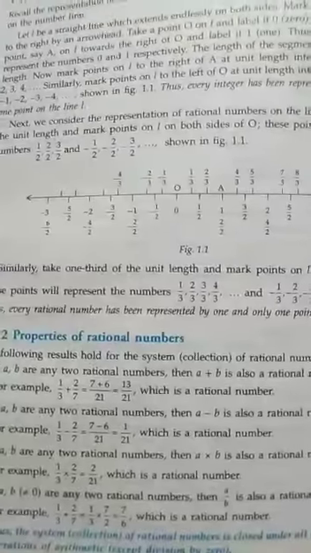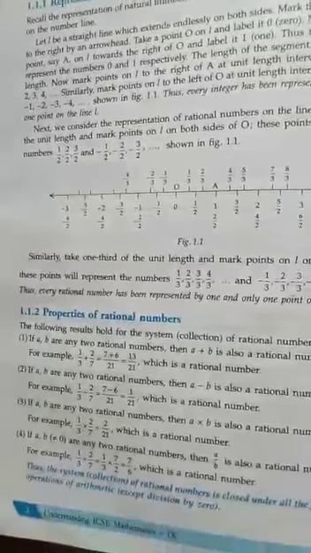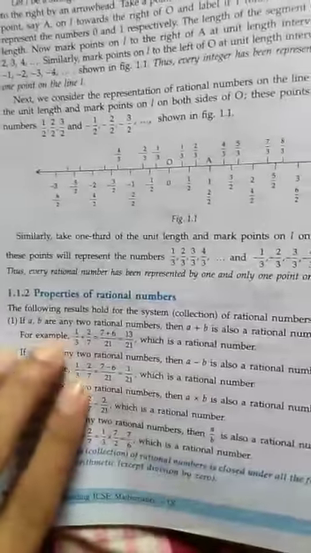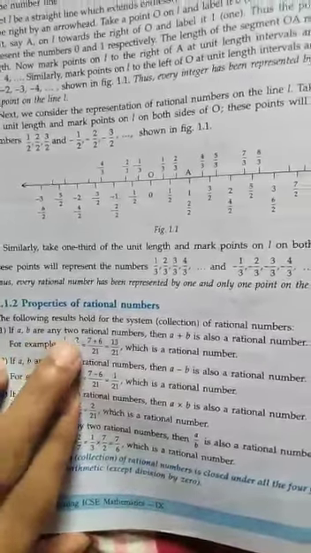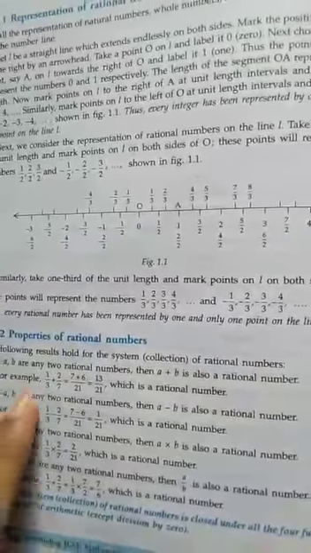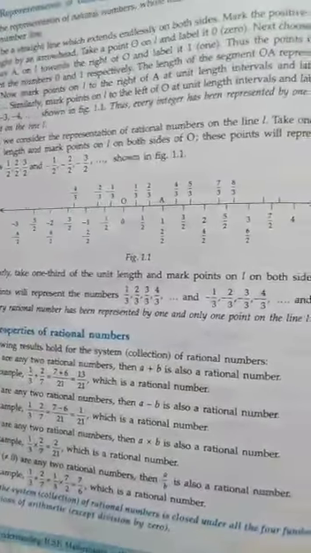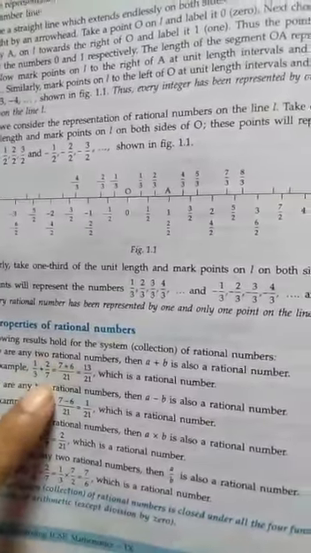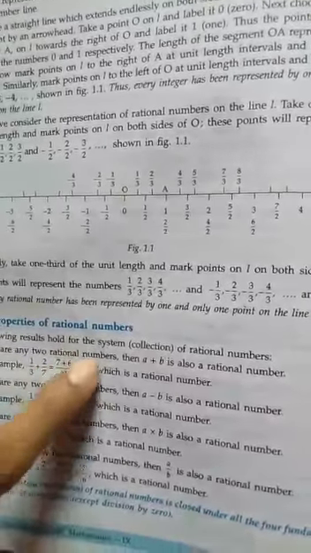Okay, so now we will discuss properties of rational numbers. The first property is, if a and b are any 2 rational numbers, then a plus b is also a rational number. So the addition of 2 rational numbers is always a rational number. Suppose we consider 1 by 3 and 2 by 7 as 2 rational numbers, then after adding them we will get 13 by 21. This is also a rational number.